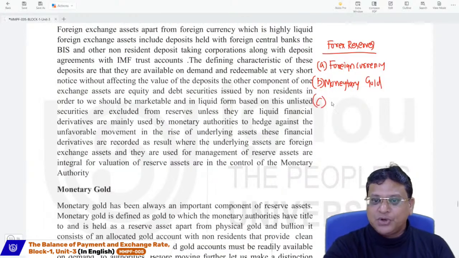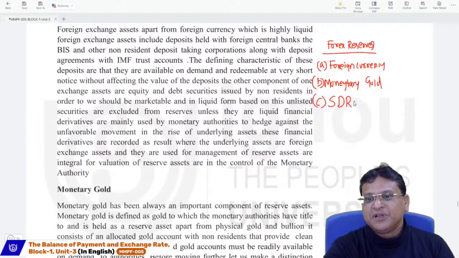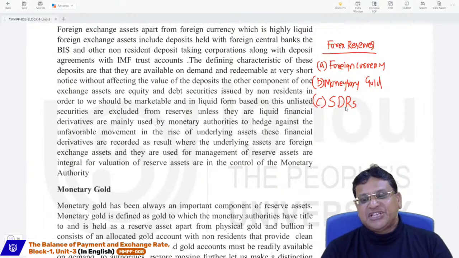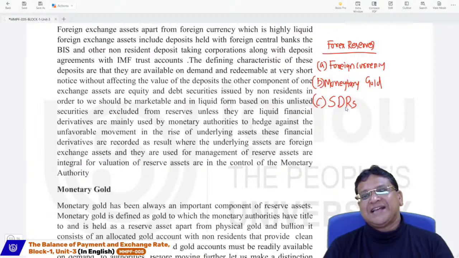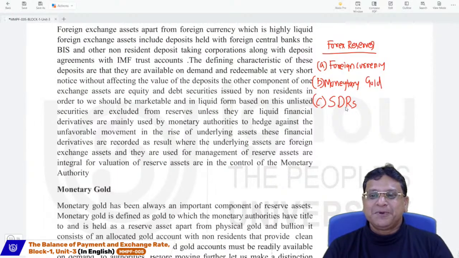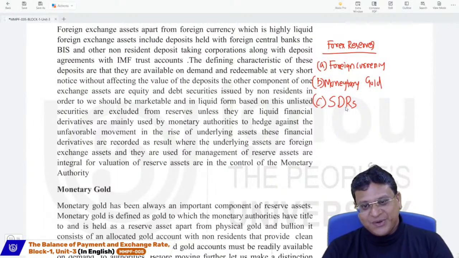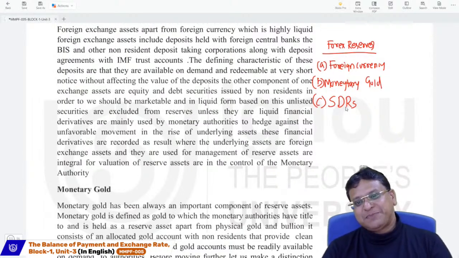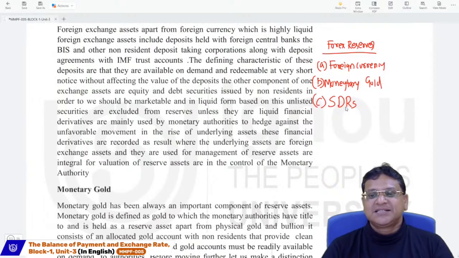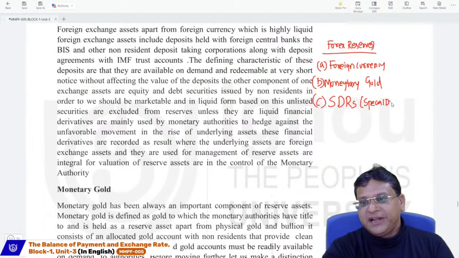Second, some portion of forex reserves is kept in the form of SDRs. What is SDR? Special drawing rights. We know SDR is a currency or a unit of account of the IMF. It is as good as gold. The value of SDR depends upon the value of five currencies; it is the weighted average value of five currencies. SDRs, special drawing rights, are the unit of account of the IMF.